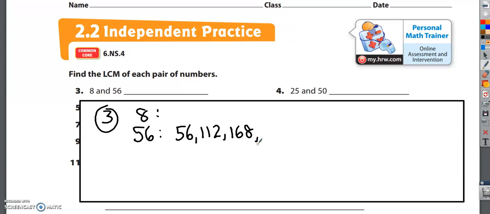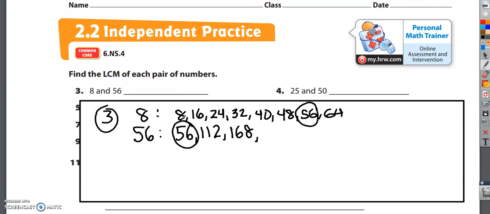Now I'm going to do my multiples of 8. 8s are pretty fast. I'm going to do 8 times 1 is 8, 8 times 2 is 16, 8 times 3 is 24, 8 times 4 is 32, 8 times 5 is 40, 8 times 6 is 48, 8 times 7 is 56, 8 times 8 is 64. Oh wait, I just noticed. What is the least common multiple of 56 and 8? It's 56.